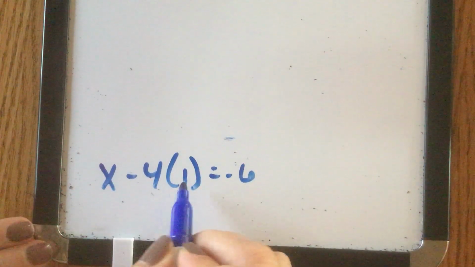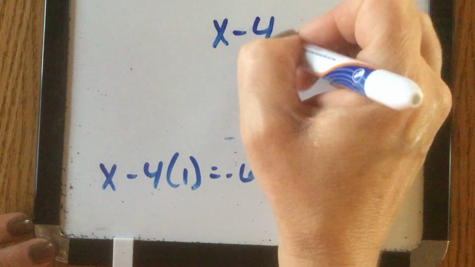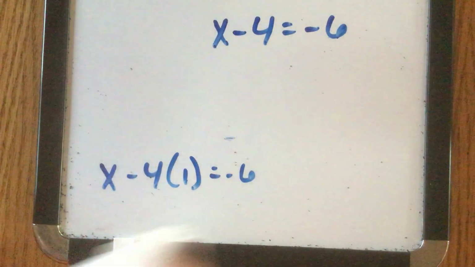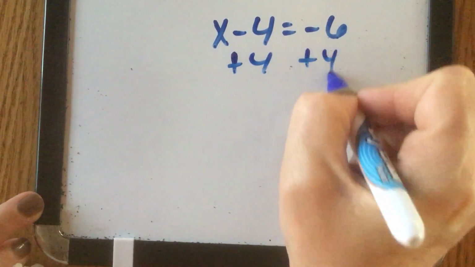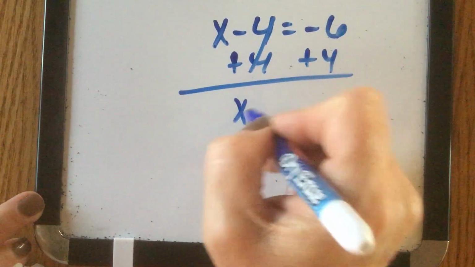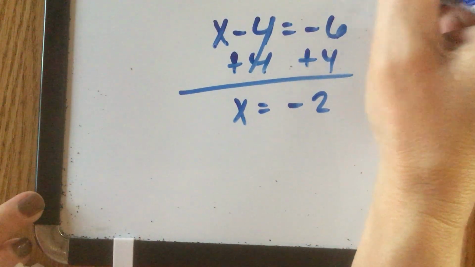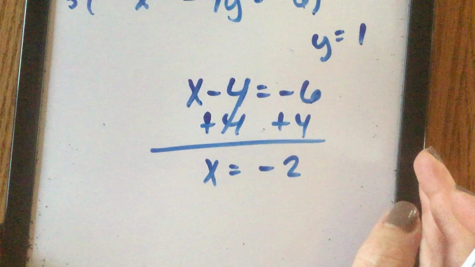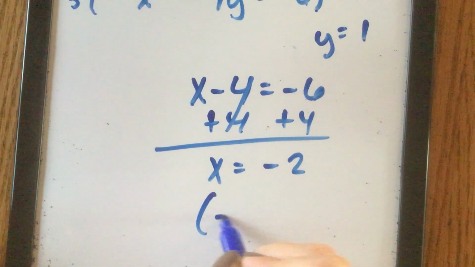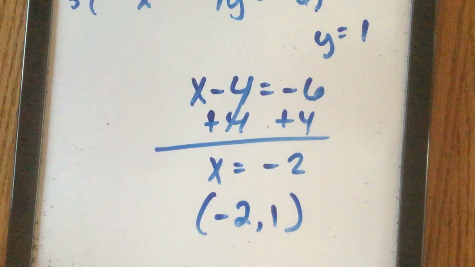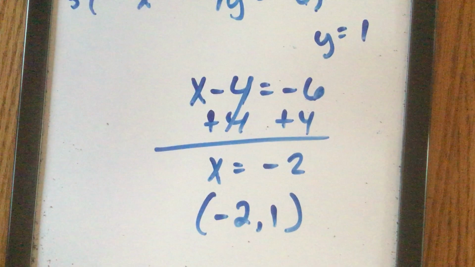So 4 times 1 is just 4, so this becomes x minus 4 equals negative 6. So then I'm going to add 4 to both sides. So I get x equals negative 2. And remember we had y equals 1. We had y equals 1 for our first answer. We got negative 2, so our answer is going to be negative 2, comma 1. Okay, let's do one more of those.